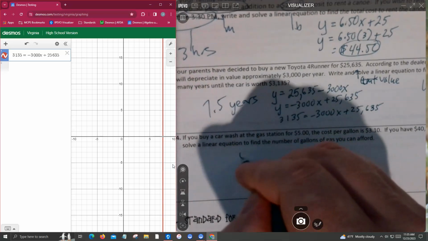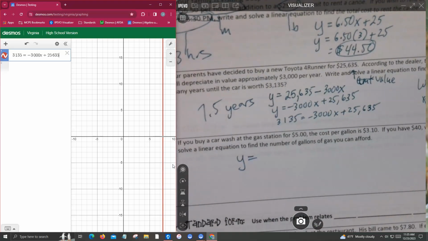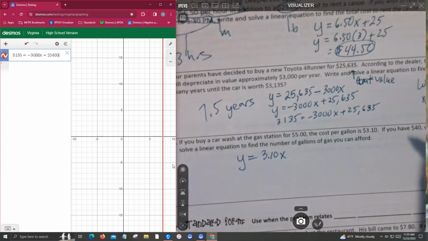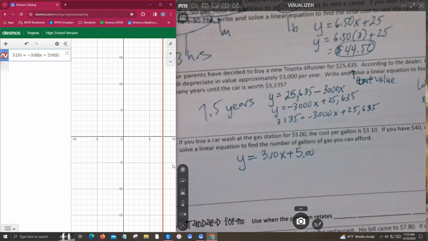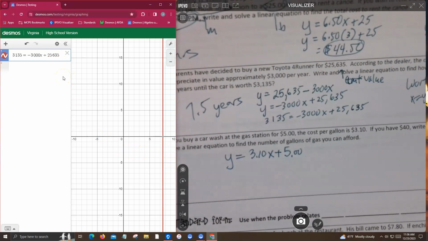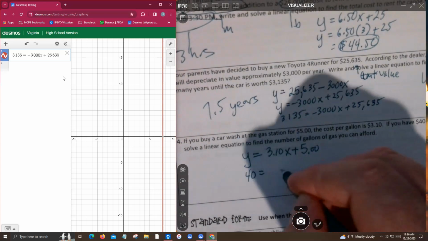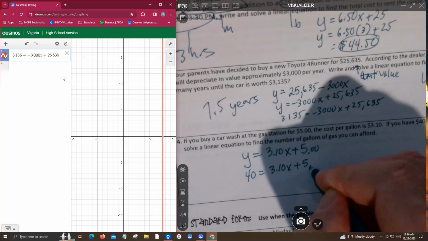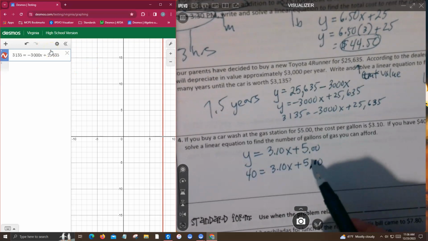So anyway, I'm going to write my equation. The cost of this trip to the gas station is going to be $3.10 per gallon, plus the $5 car wash. And I have $40 to spend. So this changes to a 40. My total cost is $40 I'm allowed to spend, and they want to know how many gallons of gas I can buy, because remember, the car wash is still set at $5.